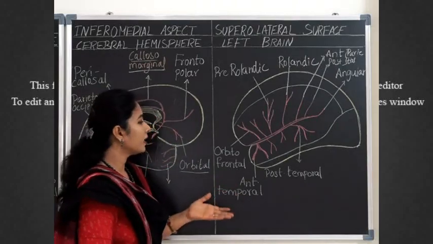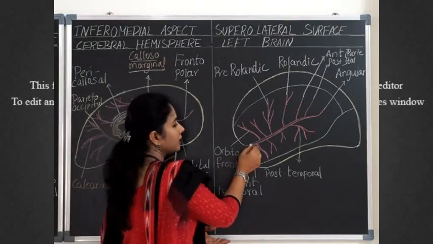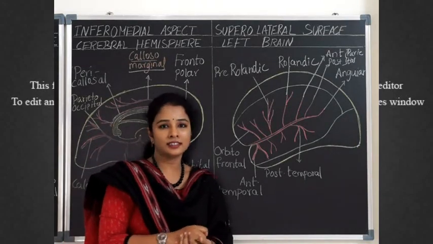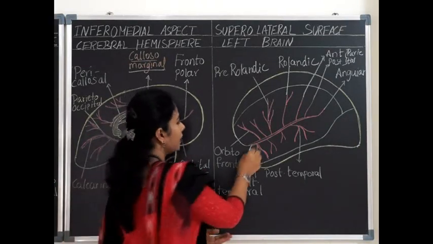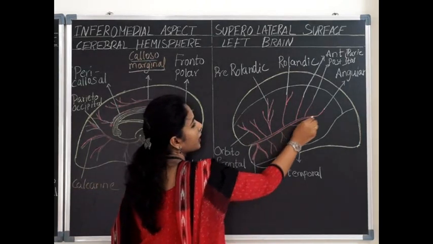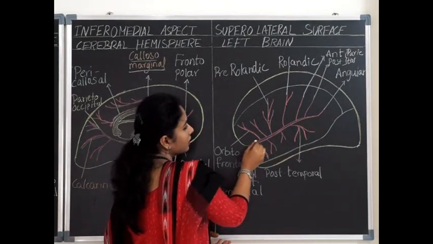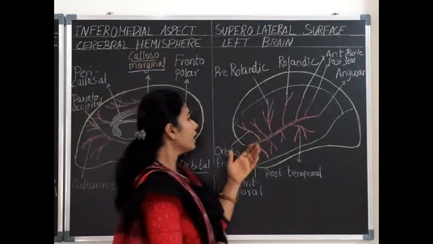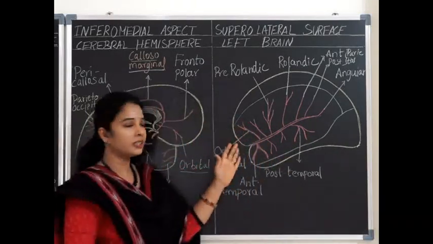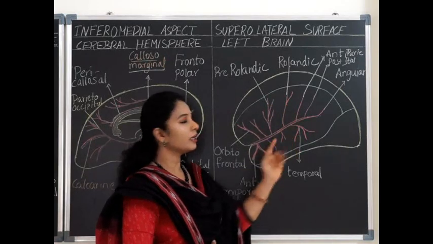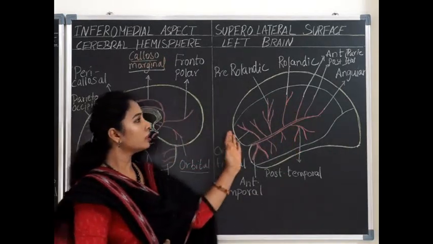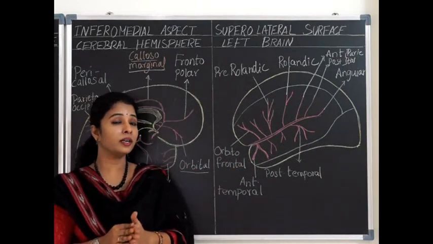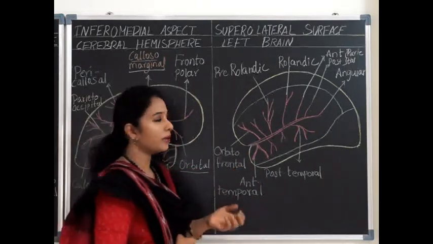The middle cerebral artery, as it reaches the superolateral surface of brain via the stem of the lateral sulcus, runs along the posterior ramus of the lateral sulcus, dividing into frontal branches, parietal branches and temporal branches. 2/3 of the superolateral surface of the brain is supplied by the middle cerebral artery. So let's see the branches.